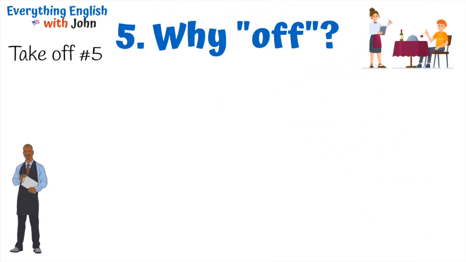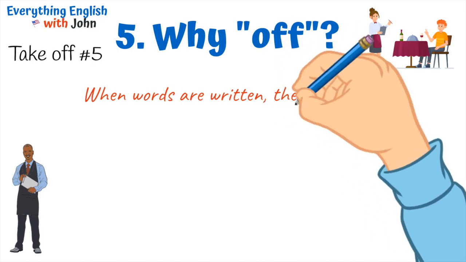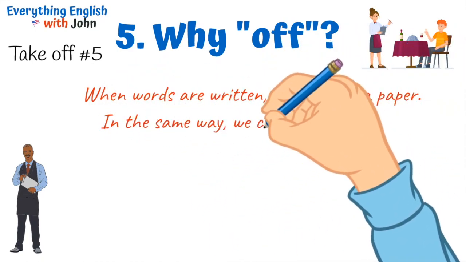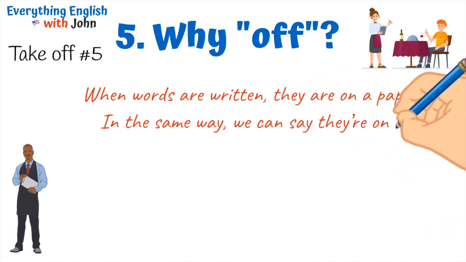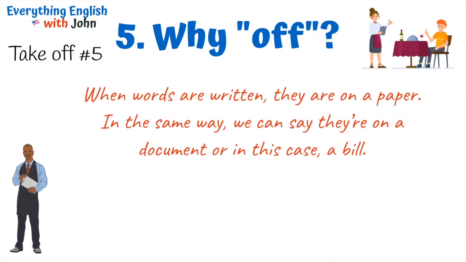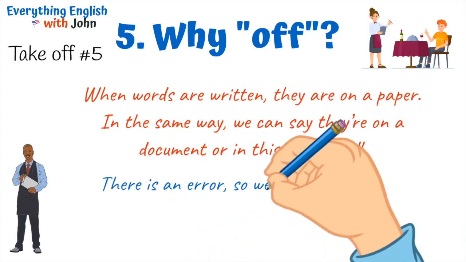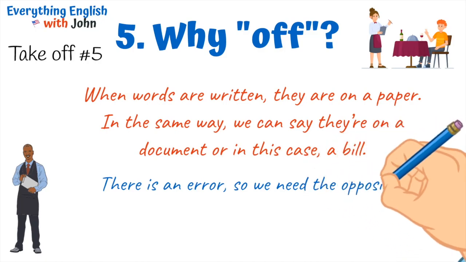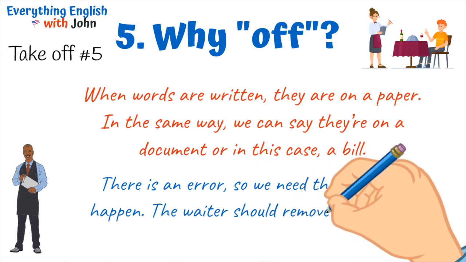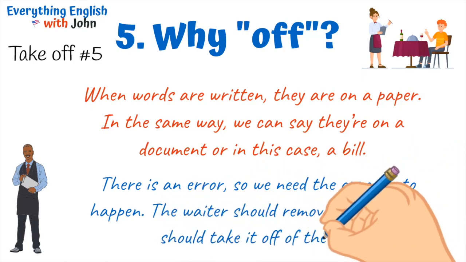Why off? When words are written, they're on a paper. In the same way, we can say they're on a document, or in this case, a bill. There's an error, so we need the opposite to happen. The waiter should remove the error. He should take it off of the bill.